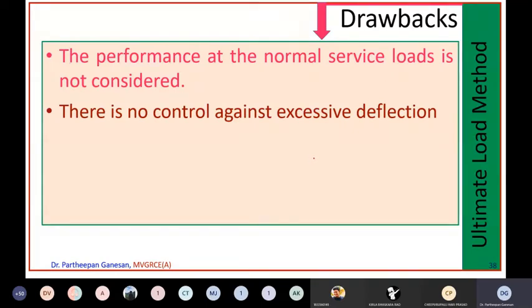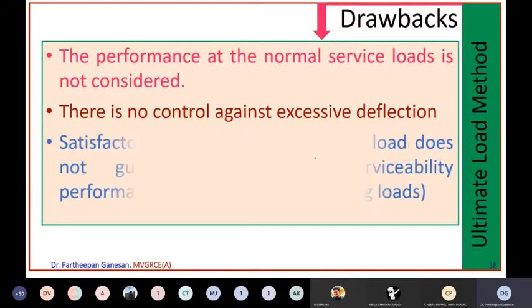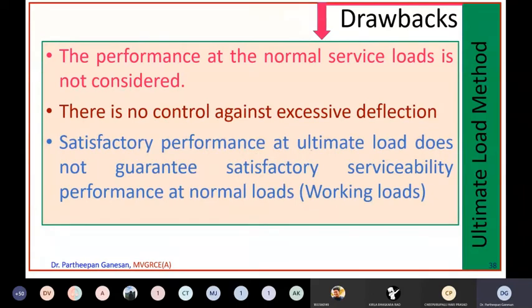If the strength of material is 300 MPa, you will use all 300 MPa. You will not assume that strength of material is 150 MPa. So that is why the structure designed based on ultimate load method will be little thinner in size. So obviously deflection will be more. Now satisfactory performance at ultimate load does not guarantee satisfactory serviceability performance at normal loads. These points are related.